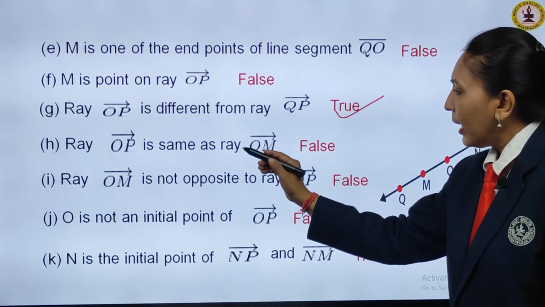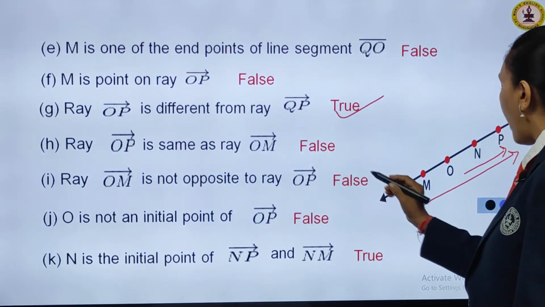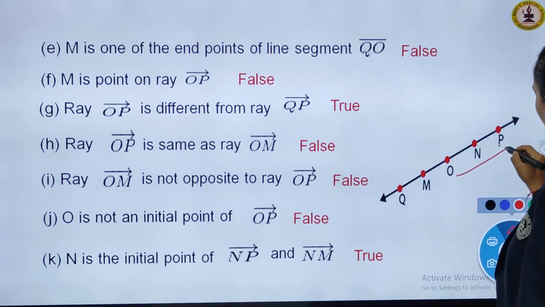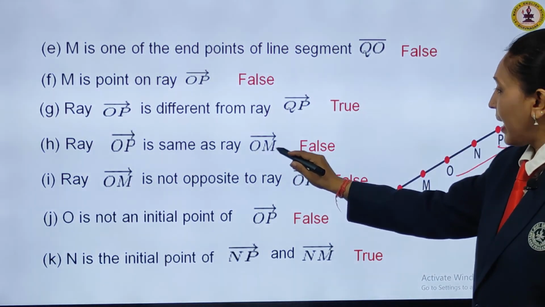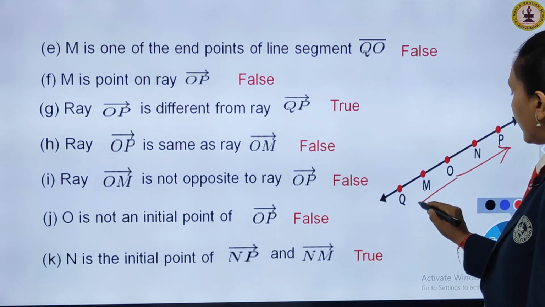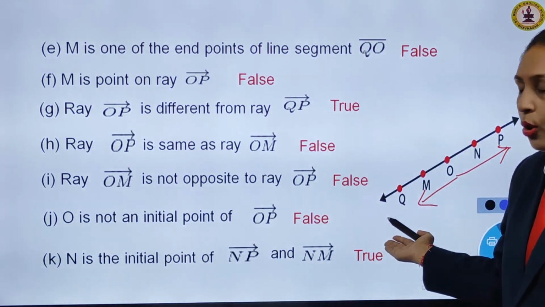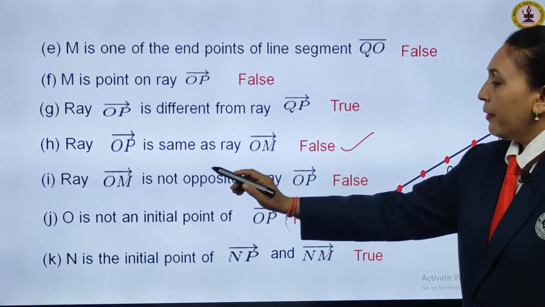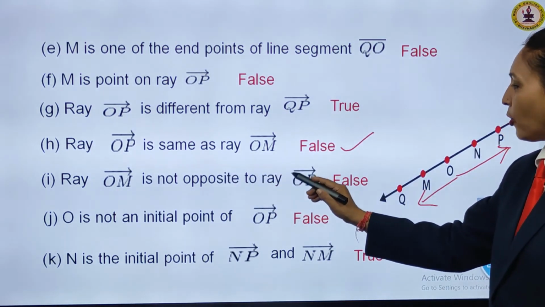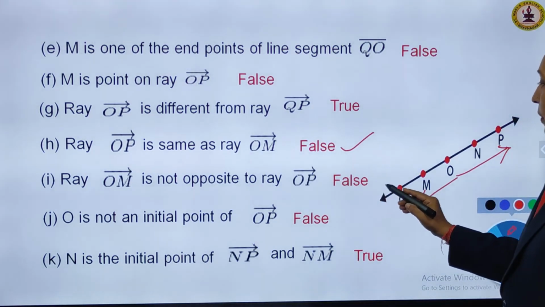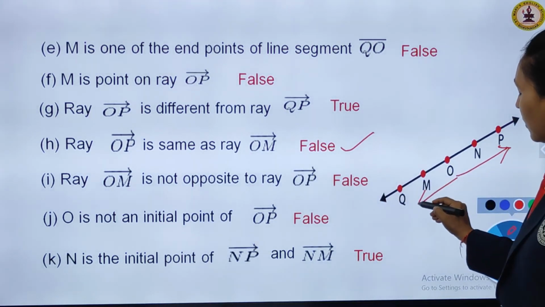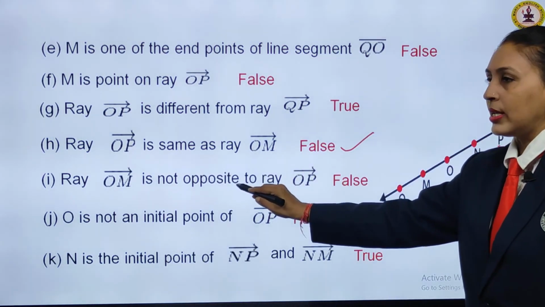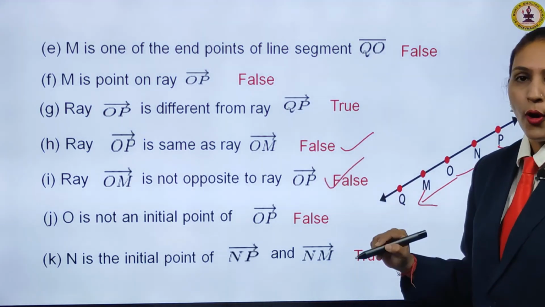Now, ray OP is same as ray OM. Where is OP here, children? Let us see first. OP is here. And what it is telling? It is same as ray OM. Is it? Are they both same? No, they are opposite. That means it is false. Next, ray OM is not opposite ray of OP. OP is here. OM is in opposite side. Yes, they are opposite rays, but it is told to us not opposite here. That means our statement is false.